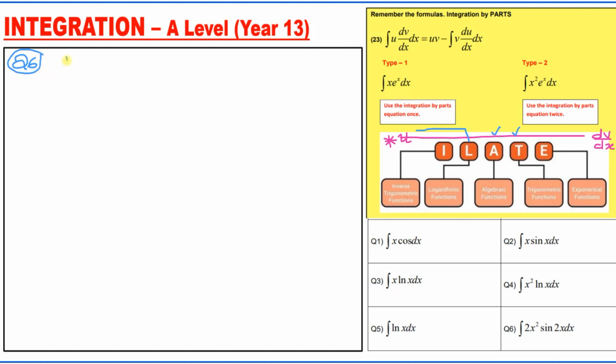in question number 6, integrating 2x squared sine 2x dx. Now sine 2x is the trig function and 2x squared is the algebraic function. So when you look at this one, you immediately know the algebraic function becomes the u. So u equals 2x squared, and the trigonometric function, which is dv over dx, becomes sine 2x. That's all you need to do, right?